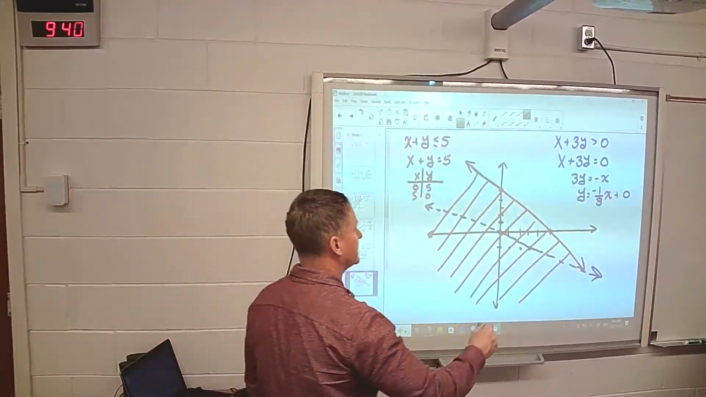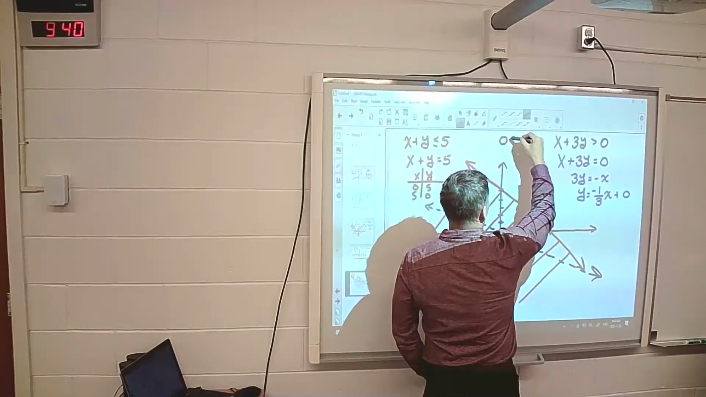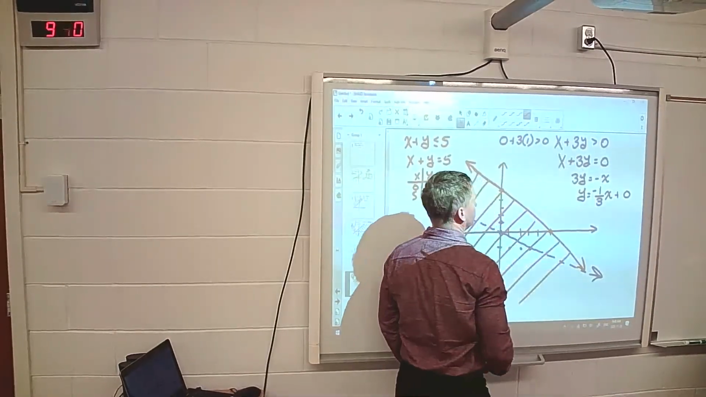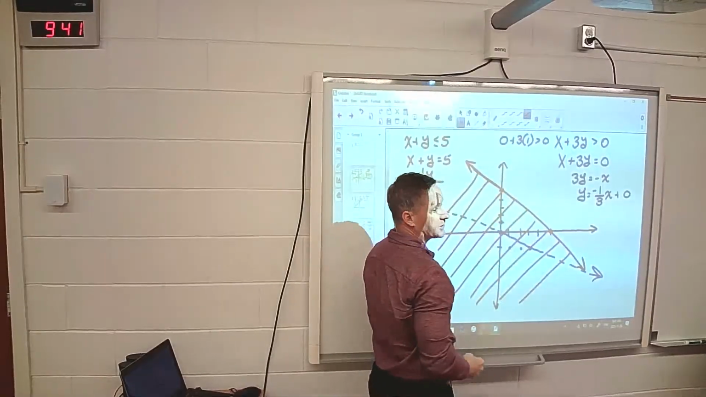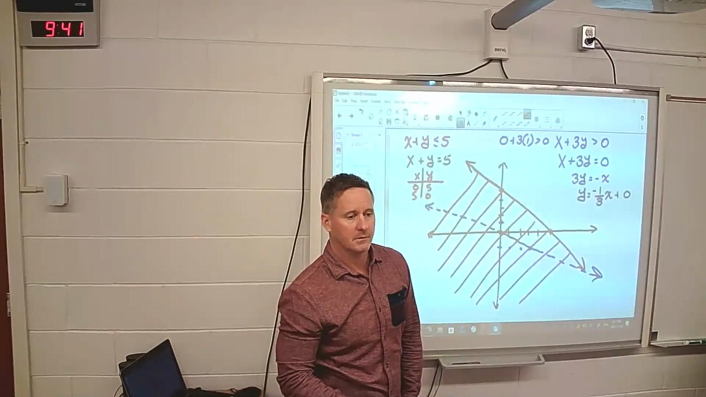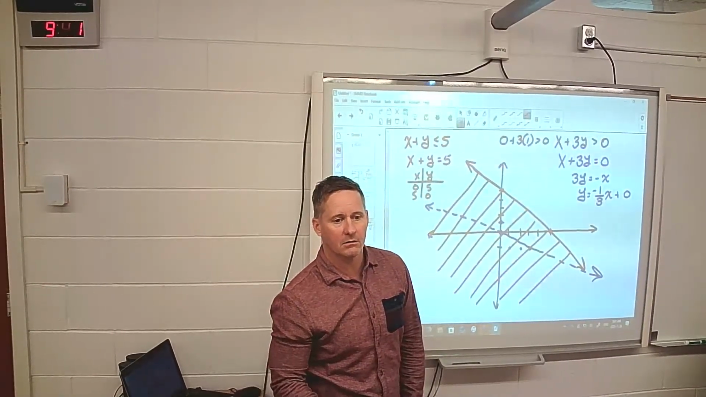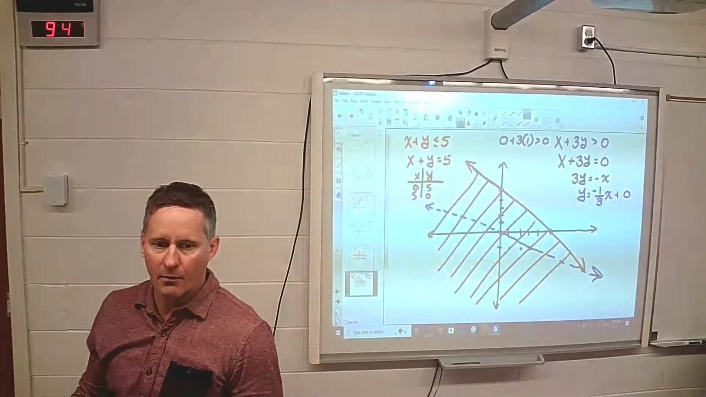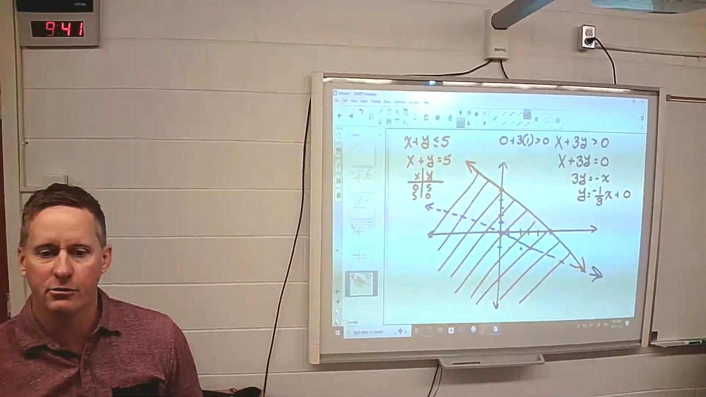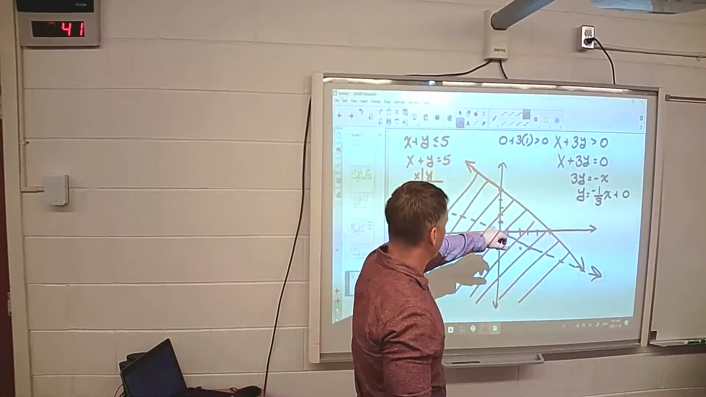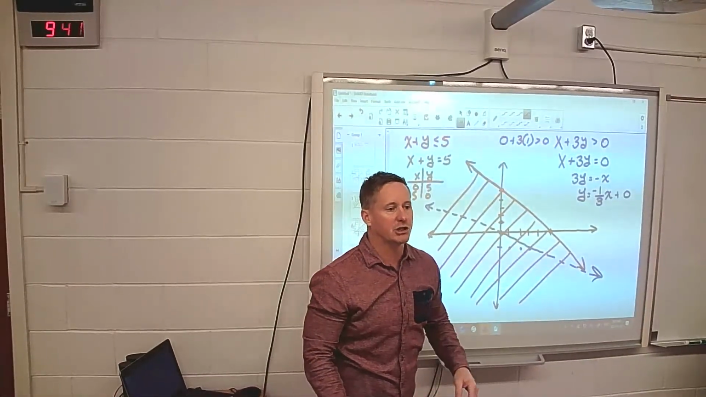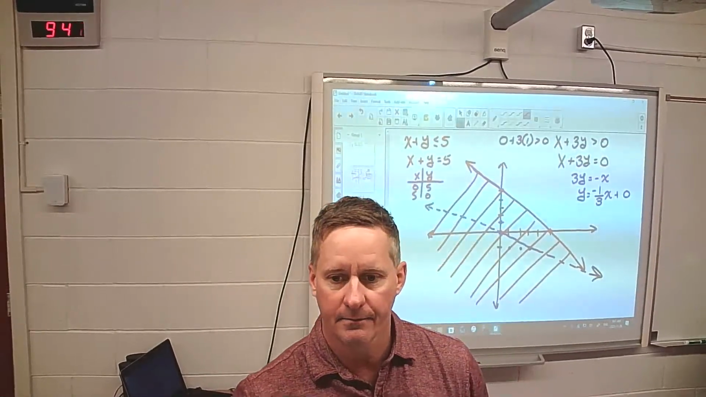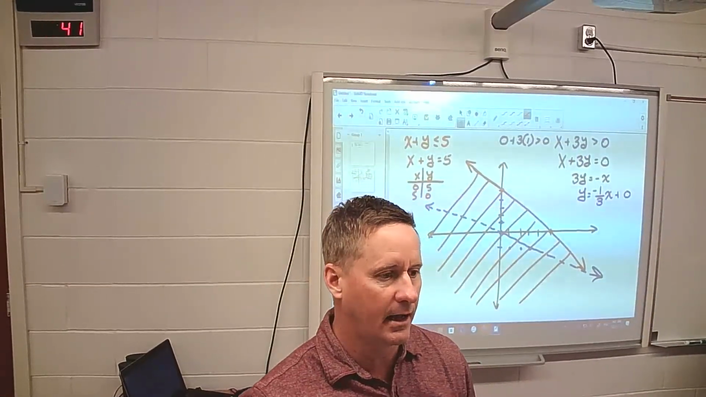So I put it into this equation here. 0 plus 3 times 1 is greater than 0. What is 3 times 1? 3. Is 3 greater than 0? Yes. All right. Here's the trick now. I have to shade over this guy, but I'm only going to shade in the region that is also shaded by red. I'm not going to go any higher than that.